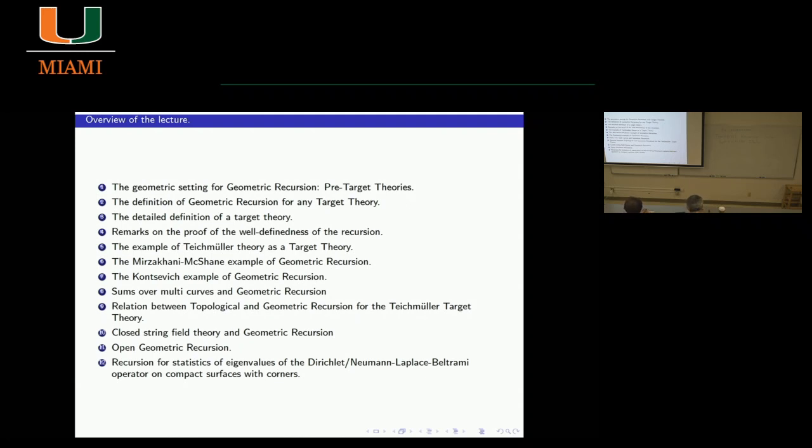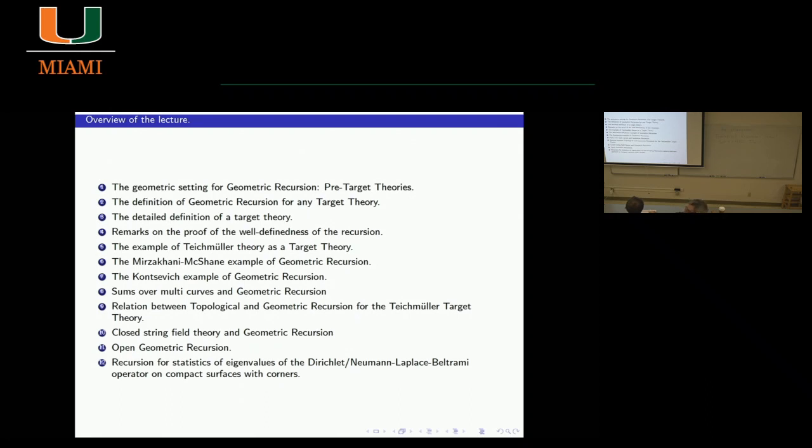Then I will give you an example of Teichmüller theory as a target theory. I will show you that it fits perfectly with the work of Mirzakhani and McShane. I will then show you that if you tropicalize those initial data, you actually get Kontsevich's example, which computes all the pairings of the psi classes on the moduli space.